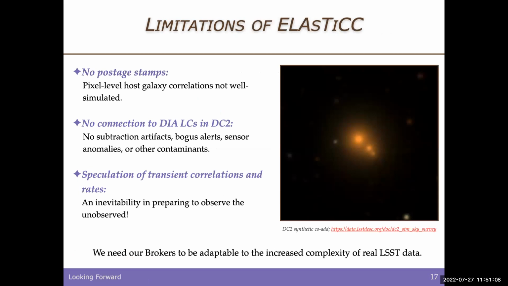Okay, so there are a couple of limitations of Elastic that we're well aware of. We weren't able to simulate postage stamps because that's very dependent upon local host galaxy correlations that we weren't able to simulate at this stage in the pipeline. Because we're not simulating postage stamps, the photometry that we simulated is completely disconnected from the DIA efforts to generate light curves. And so all of the different contaminants that people think about in DIA, we are thinking about but not actually doing. And so the extent to which the contamination will affect our classification is really unclear to date.